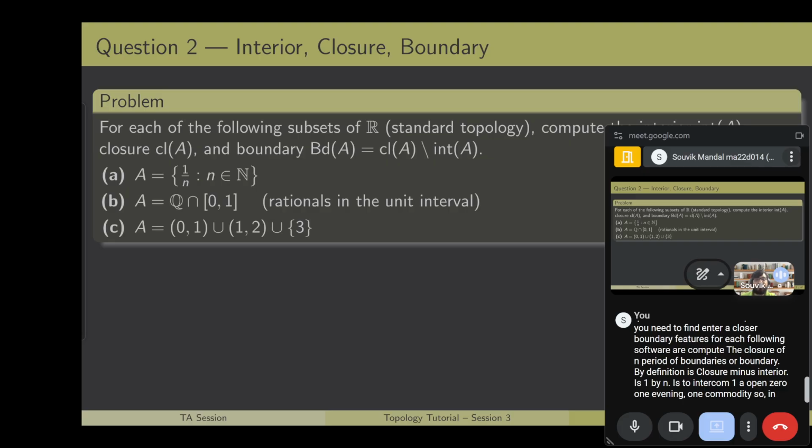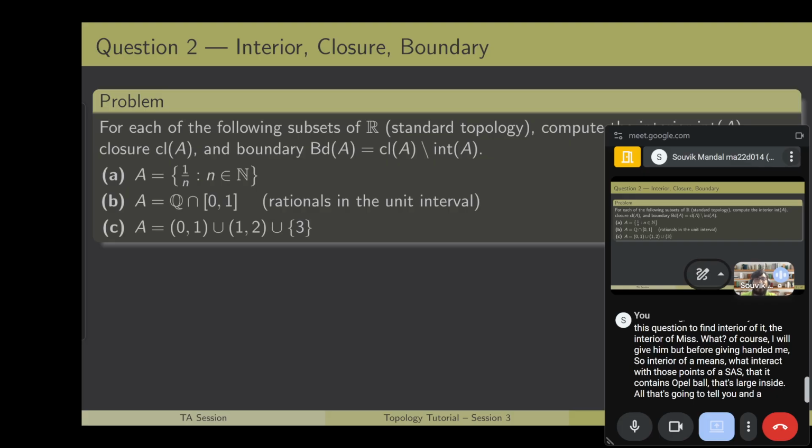So in this question, you have to find the interior of A. So interior of A means what? Of course, I will give a hint. The interior of A means those points of A such that it contains an open ball that lies inside A. That's called the interior of A.